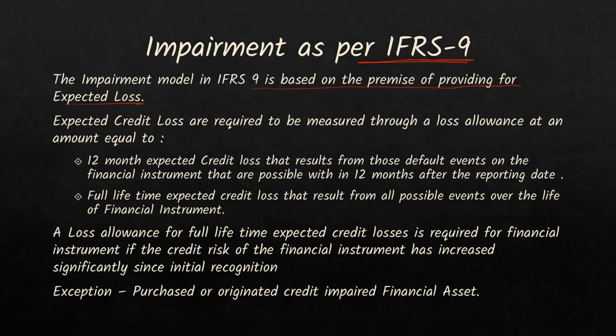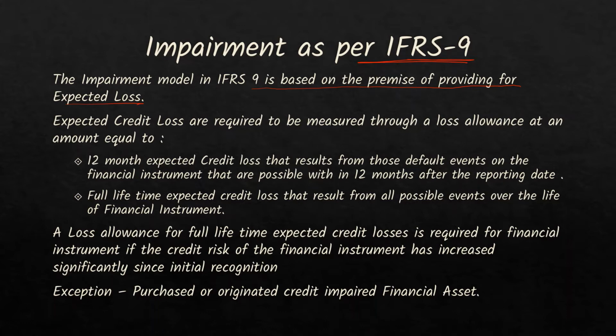IAS 39, the old standard for financial instruments, was not on the basis of expected losses. It showed impairment on the basis of incurred losses. And that is one of the reasons for the global financial crisis that happened in 2008. So that has been criticized, and now we brought a new section, a new chapter, a new theory that you need to show the impairment loss as per expected loss.